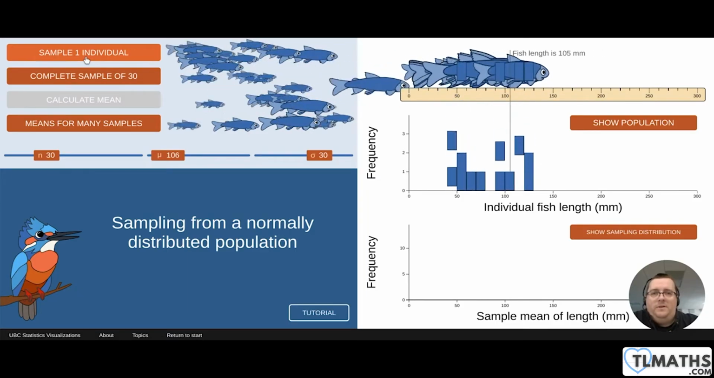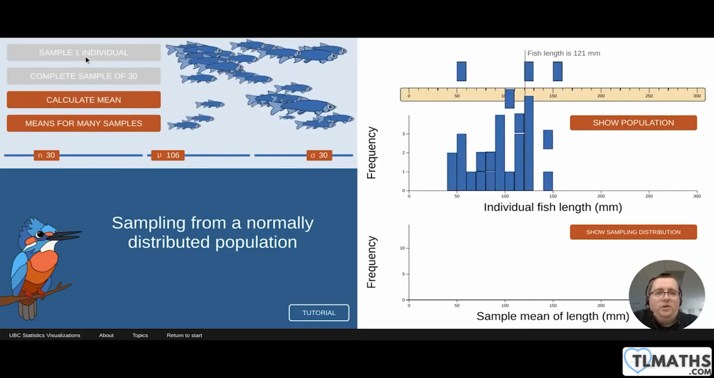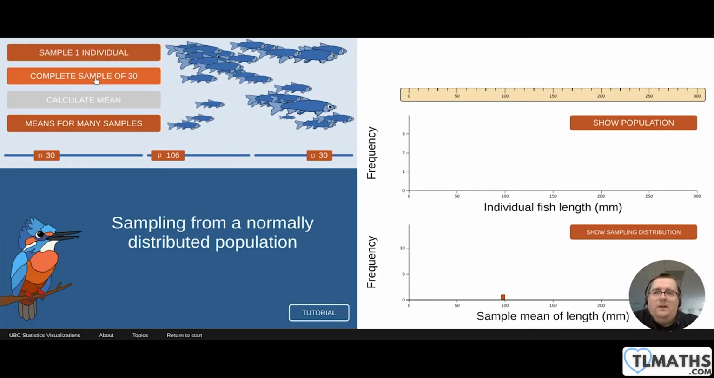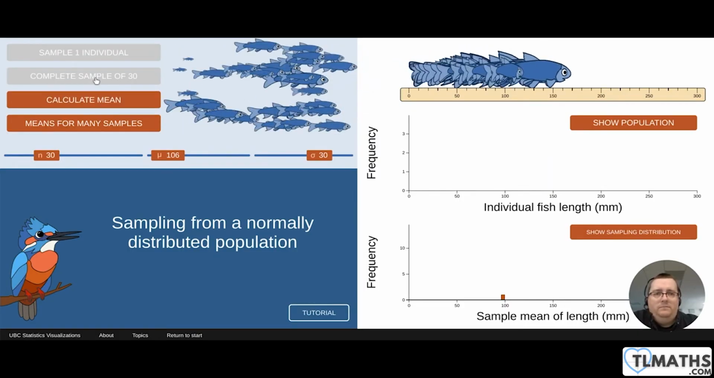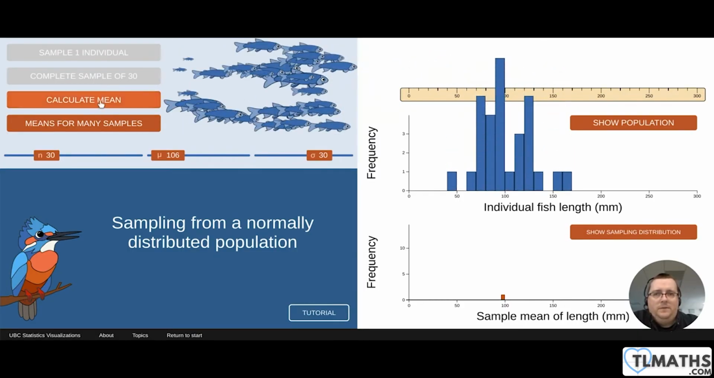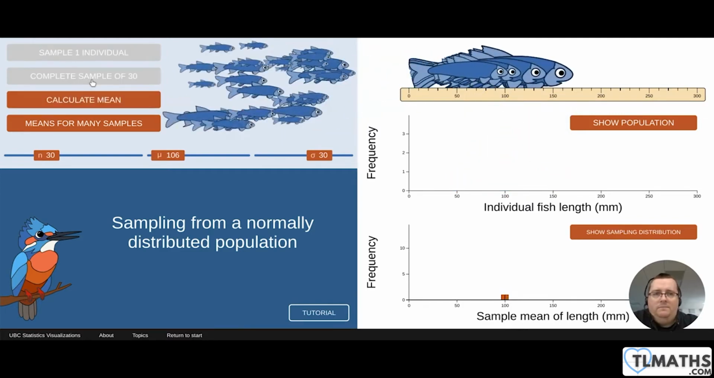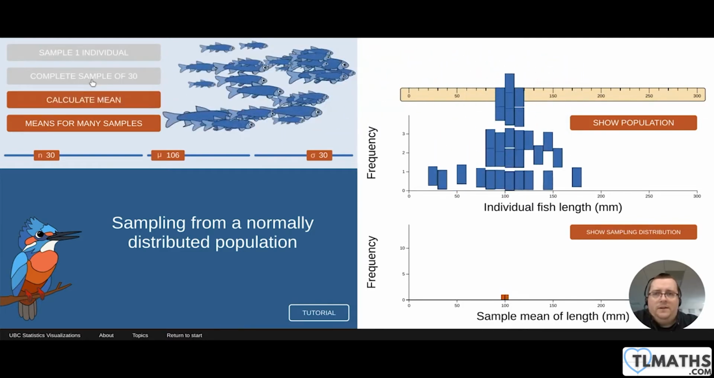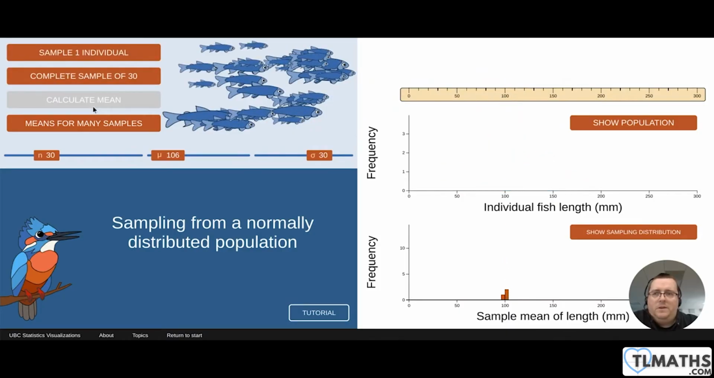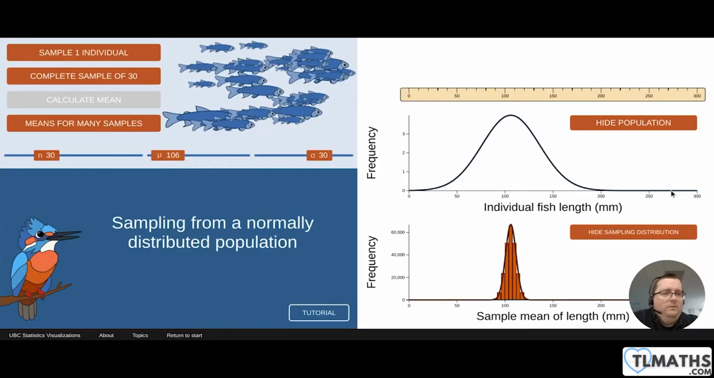Okay, so here's my catching my sample of 30 fish. And I calculate the mean. Now let's do that again. Calculate the mean. Again. Calculate the mean. Okay, and let's just keep doing that. So here's the population. Here is the distribution.